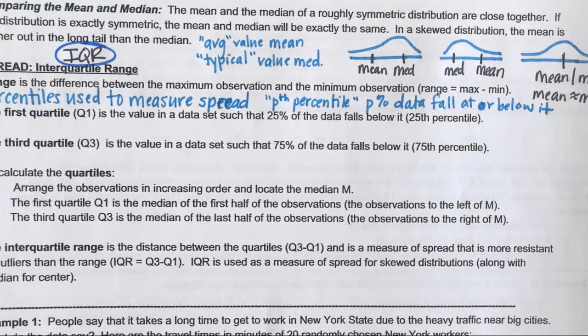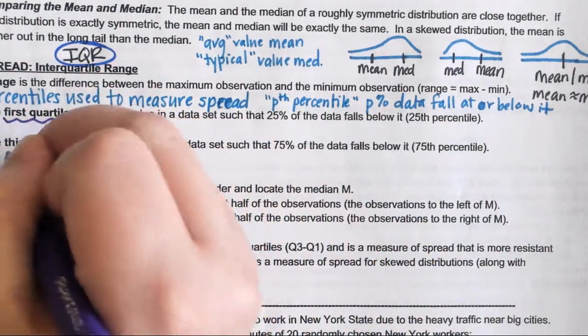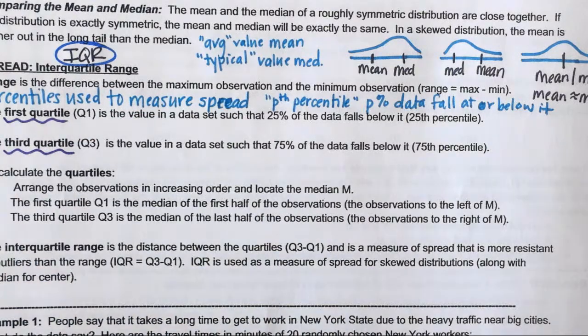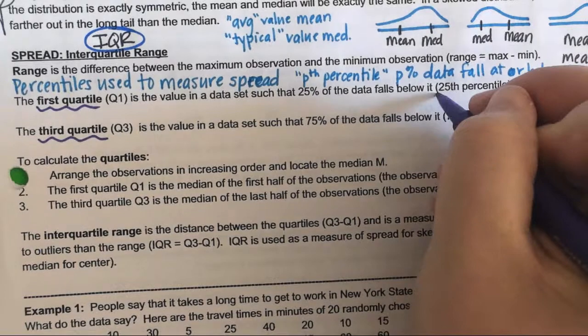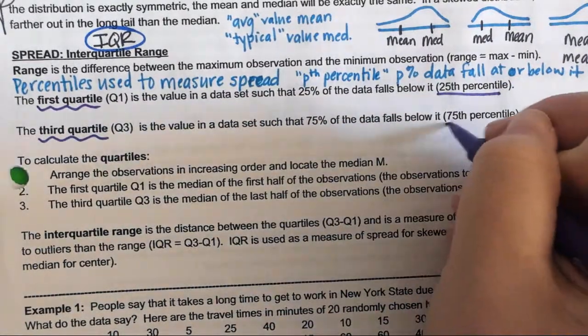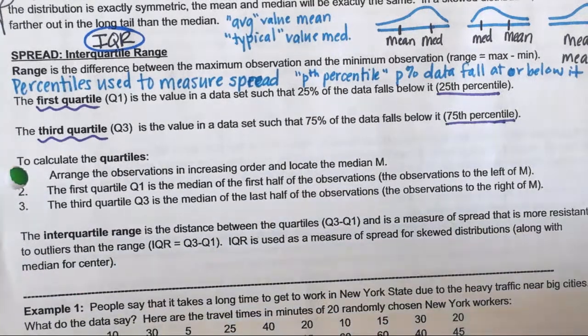And percentiles are great, and eventually we'll get to probability. They will want you to calculate stuff using percentiles, like what is the probability of this happening, but it has to be in the 90th percentile. But for now, we're going to stick to two very important percentiles, and that is going to be the lower 25% and then the upper 25%, which is the 75th percentile.